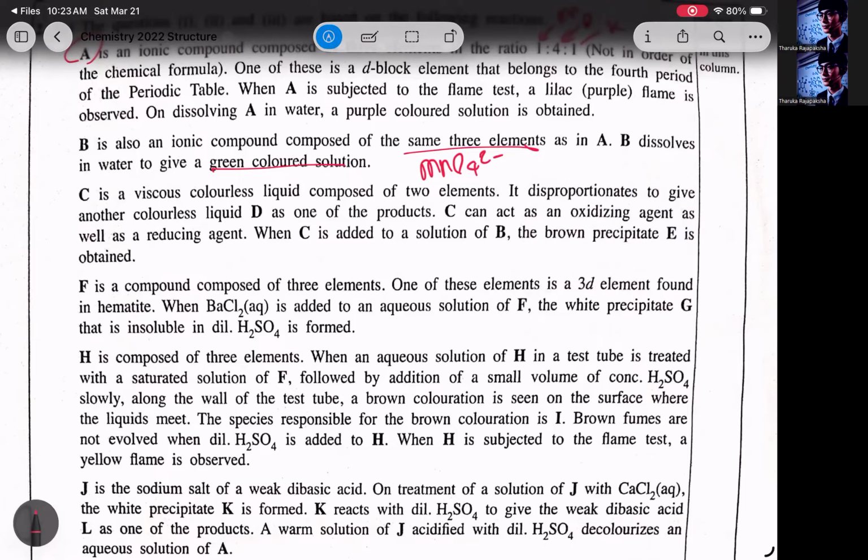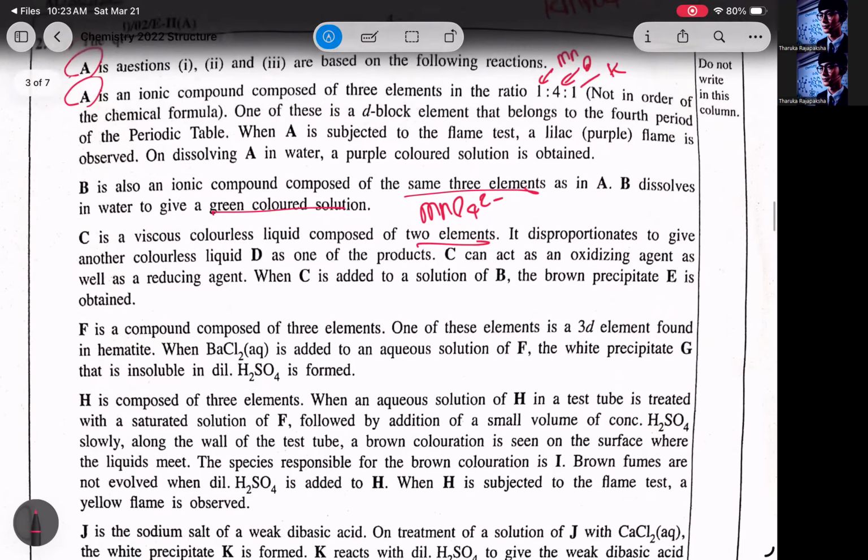So here, composed of two elements. So only two elements are there. So of course it should be H2O2. We can understand that even by reading the first sentence. It disproportionates to give another colorless liquid D as one of the products. C can act as oxidizing agent as well as reducing agent. So it perfectly fits with H2O2.